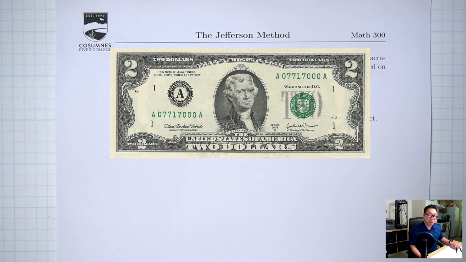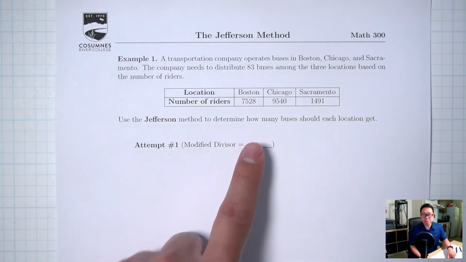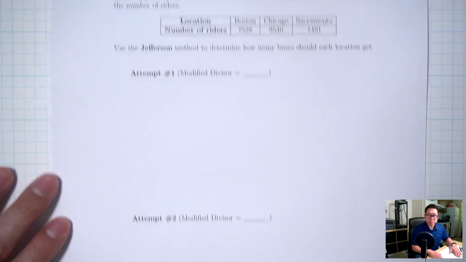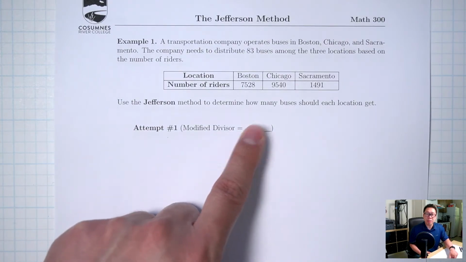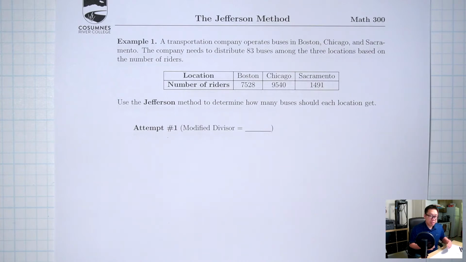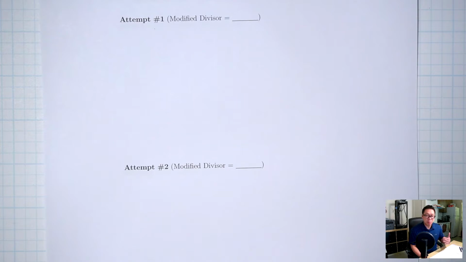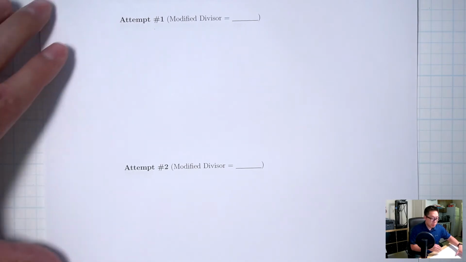One of the downsides is that we have to guess the modified divisor, this divisor that we're going to be using to divide. Now, if you're lucky, you'll get it in the first couple of tries. If you're unlucky, it may take you 20 tries, 30 tries. So that's one of the downsides of the Jefferson method. For the problems that I give you in this class, you should be able to get it in 2 tries because I'm going to give you the starting one to try, and then based on whether or not that works, that should tell you what the next thing you should try is. And I picked a number so that you should be able to get it in the next try.